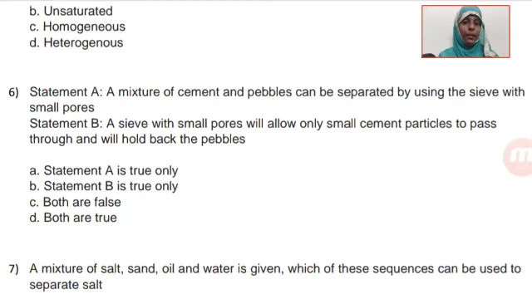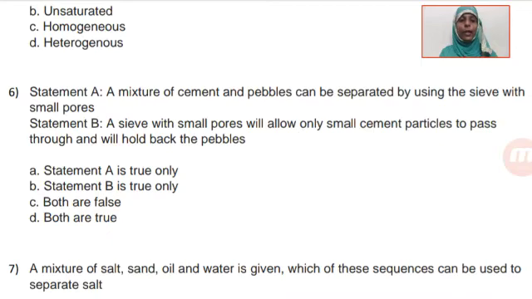So what will happen? Have you seen it at a construction site? They use a sieve which is in a slanting position. They use it for separating cement and pebbles. And statement B is a sieve with small pores will only allow small cement particles to pass through it and hold back the pebbles. Now what do you think, is only statement A true, or only statement B true? So children, pause the video and think about it. Come on, read it again and again.